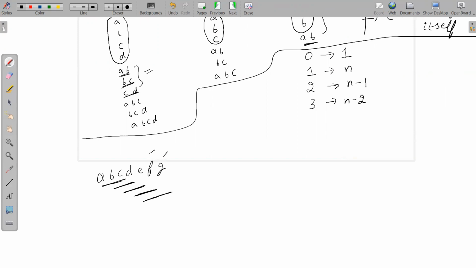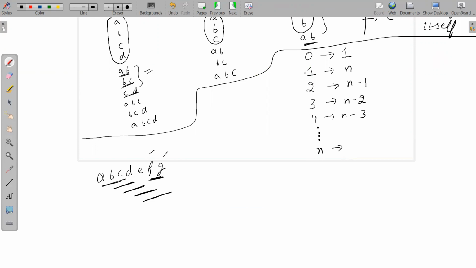What about F and what about G? They won't be able to make pairs. So the last two symbols are left. So hence length 3 will be n minus 2. Similarly, length 4 will be n minus 3, and so on. Okay, so we will come to length n.